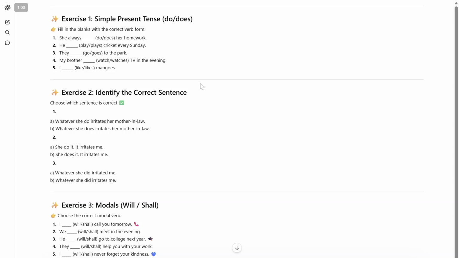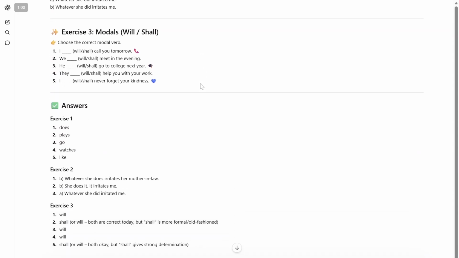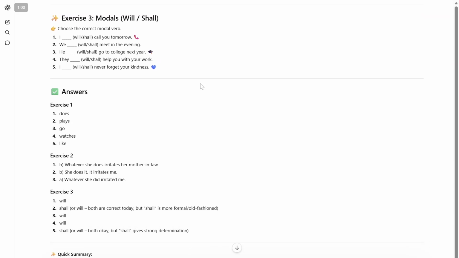Exercise 3. Modals, will and shall. Choose the correct modal verb. 1. I will/shall call you tomorrow. 2. We will/shall meet in the evening. 3. He will/shall go to college next year. 4. They will help you with your work. 5. Never forget your kindness.